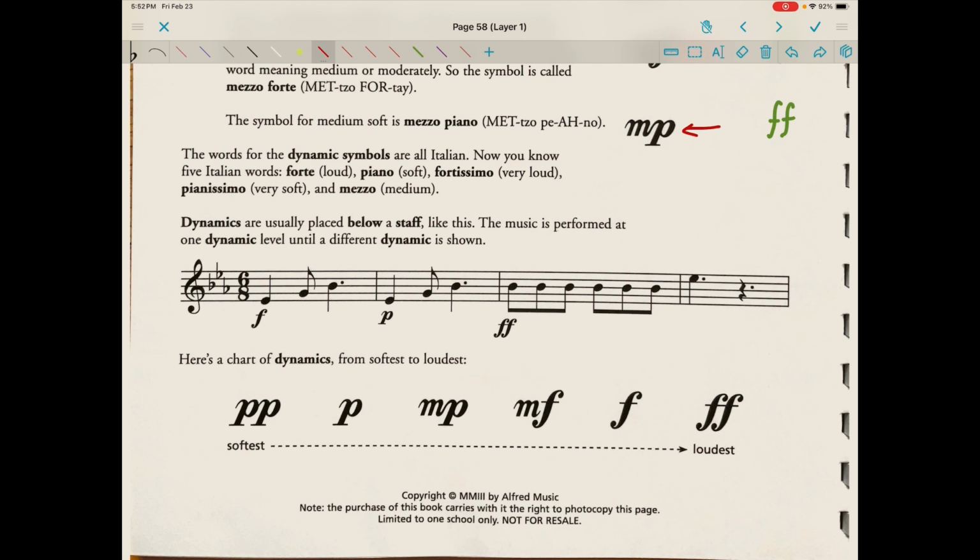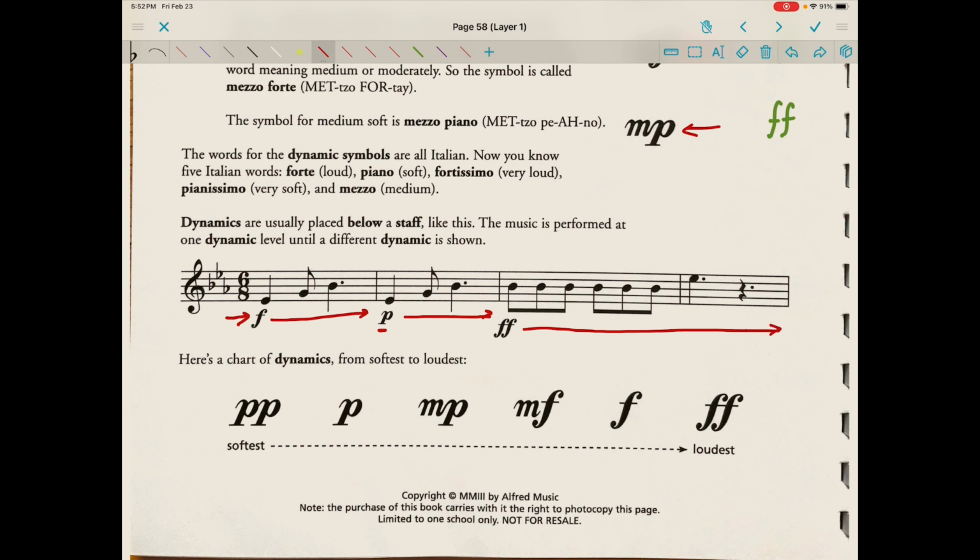Dynamics are usually placed below a staff, like this. The music is performed at one dynamic level until a different dynamic is shown. So for example, you would play loud all the way until here, where we see a P for piano. Then you'd play soft until here. Then we'd play very loud, fortissimo, all the way until here.